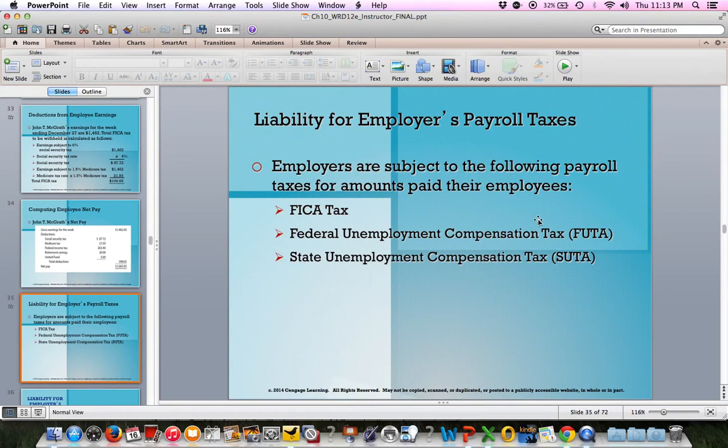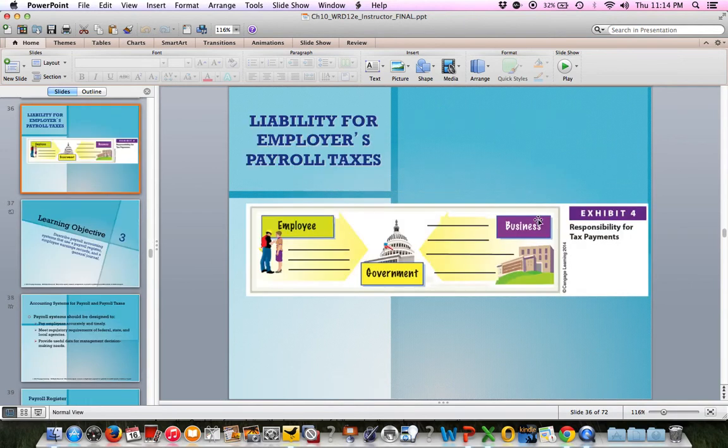Payroll taxes then from the employer side. Employers are subject to the following payroll taxes. Of course, they have to pay their side of the FICA tax. Plus, in addition to that, employers are paying for federal unemployment and state unemployment. And unemployment is only paid by the employer, not by the employee.